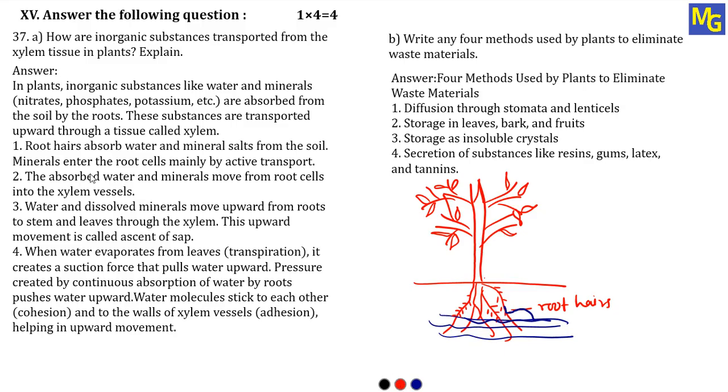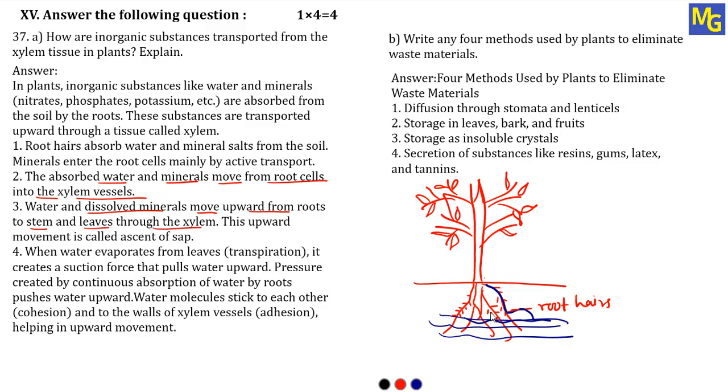Now the next point, the absorbed water and minerals move from root cells into the xylem vessel. So whatever water has been absorbed by these roots, these root hairs will transport that water into this xylem vessel, which is present in these roots. So see here, this is the water which is going through this xylem vessel. Now the next, water and dissolved minerals move upward from root to stem and leaves through the xylem.